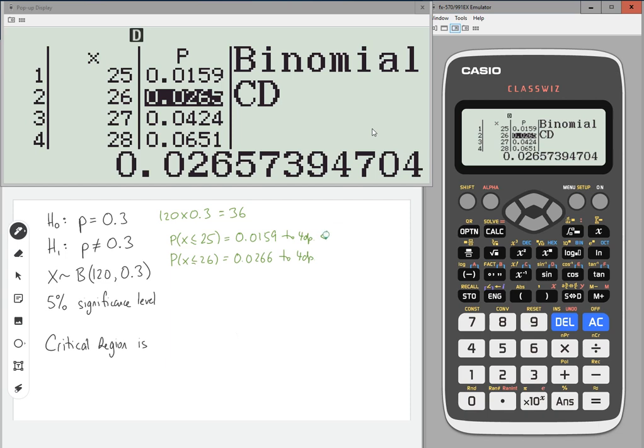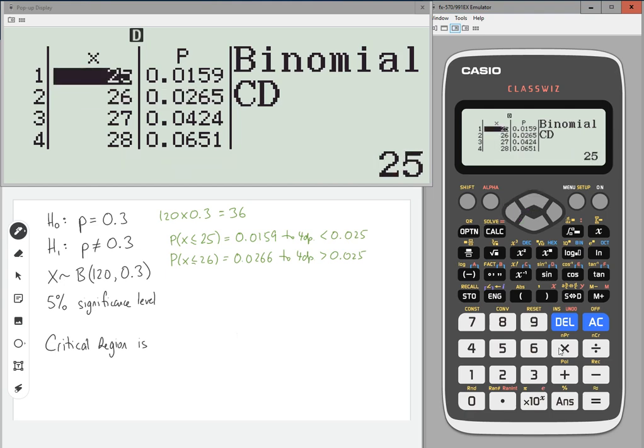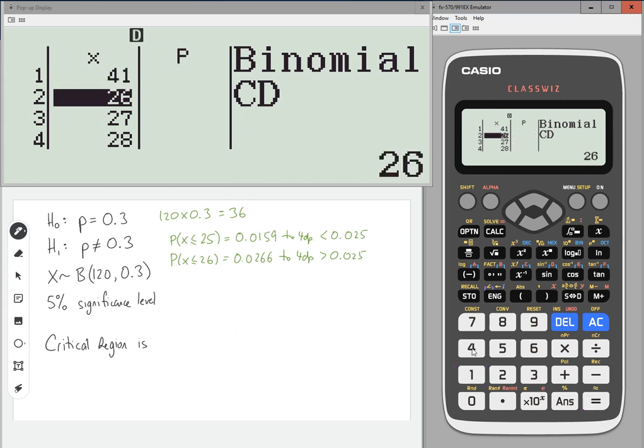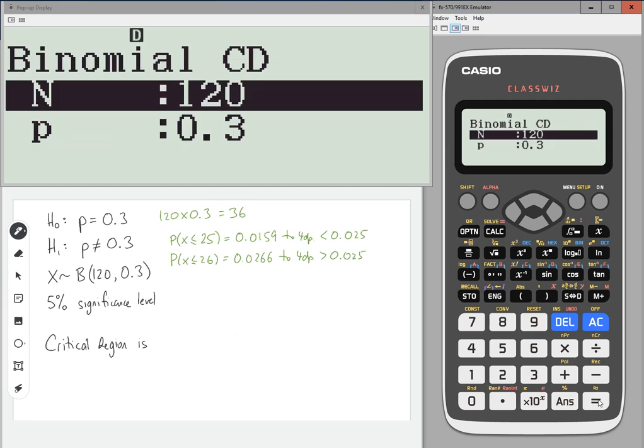So this one is less than 0.025. This one is greater than 0.025. OK, so that is the bottom tail. We now need to look at the top tail. So we want to look at values greater than 36 now. So I'm going to change these values up. Let's go to 41, 42, 43, 44, 45. Let's see if that does it.